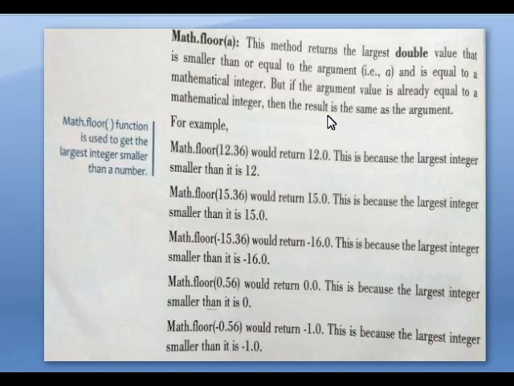For example, Math.floor of 12.36 would return 12.0. This is because the largest integer smaller than it is 12. Math.floor of 15.36 would return 15.0. Math.floor of minus 15.36 would return minus 16. Here it will change the value to the next lower integer.